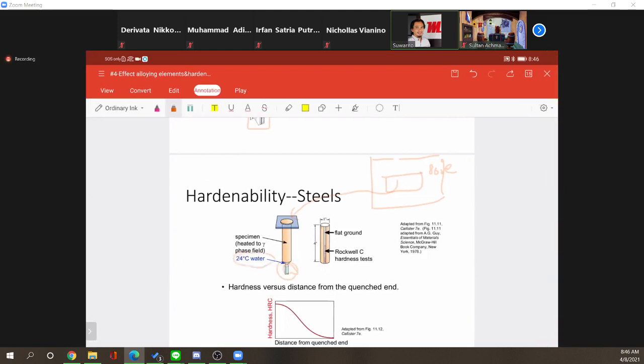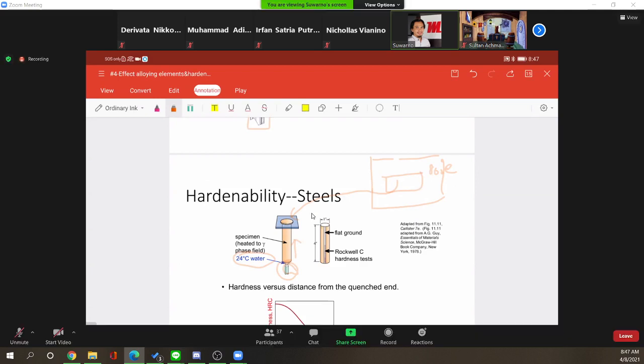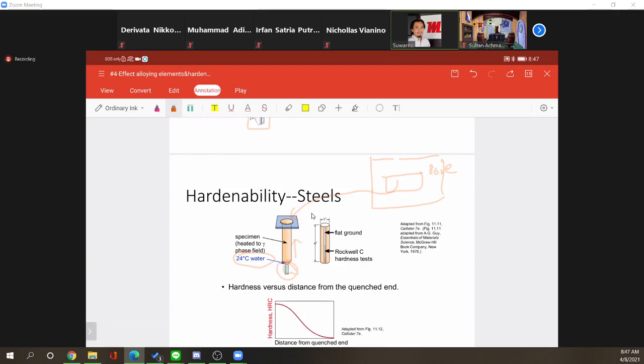The water is at 24 degrees Celsius. Logically there will be quenching, which is a very fast cooling rate at the edge, and then the cooling rate becomes slower as the point moves from the edge upward. After it's cold, of course, not hot, you should treat the sample. You scrub the surface here on the edge, and then measure the Rockwell C hardness.